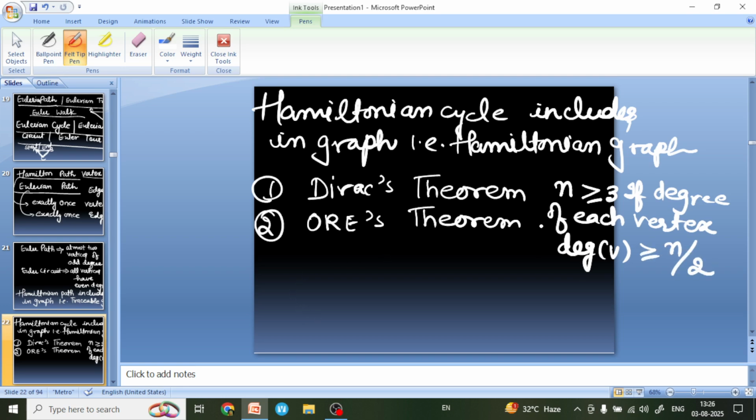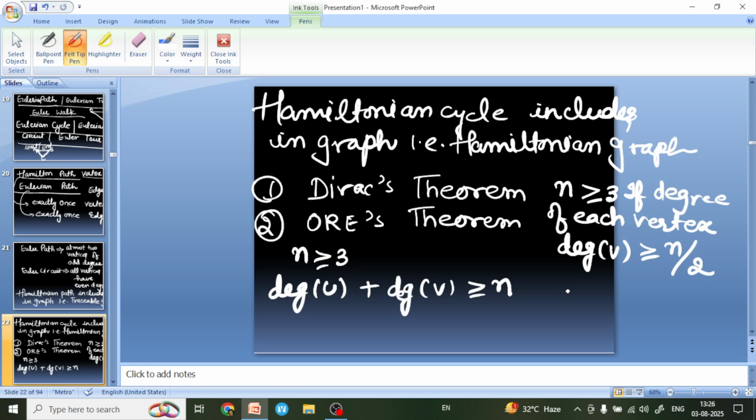That is Dirac's theorem. In Ore's theorem, if G is a simple graph with n vertices with n greater than or equal to 3, and if for each pair of non-adjacent vertices u and v, degree of u plus degree of v is greater than or equal to n, then G has a Hamiltonian circuit.